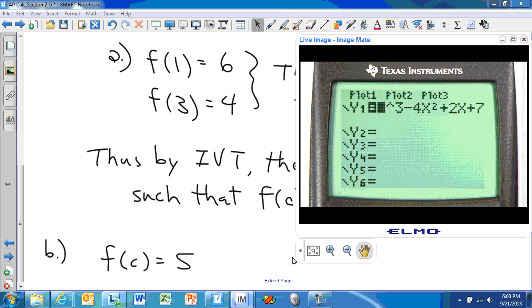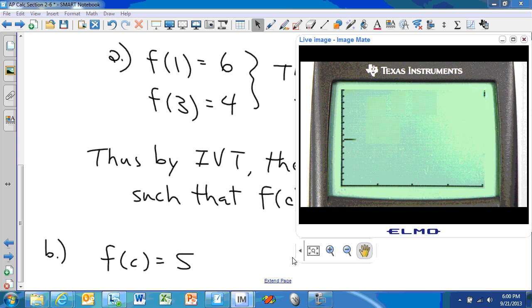that will be sufficient. And then in y2, I want to put in y equals 5, because I'm trying to find out where my function is equal to 5. So let's graph that. And basically what I'm looking for here is the intersection of this line y equals 5 and my polynomial function.